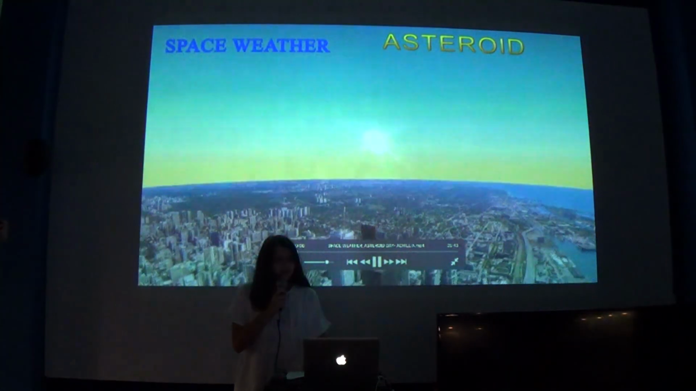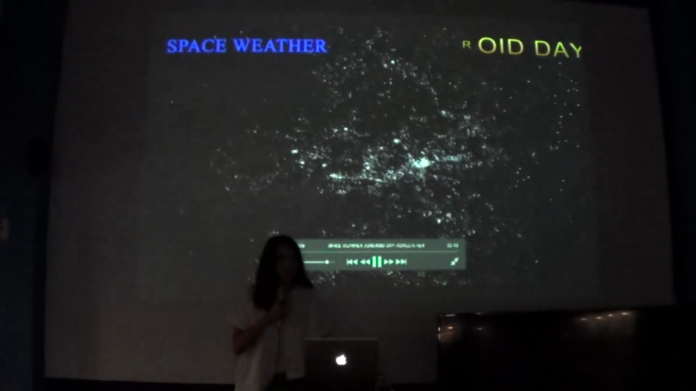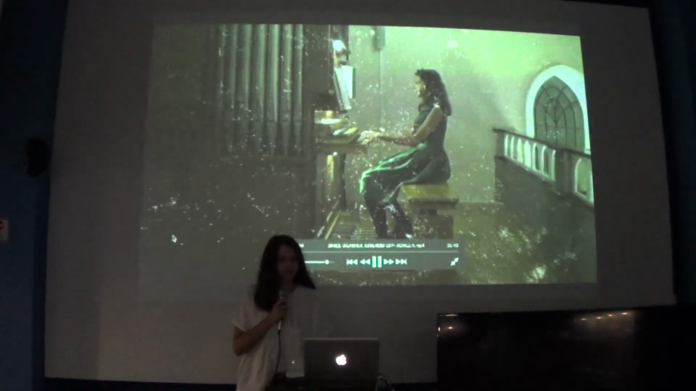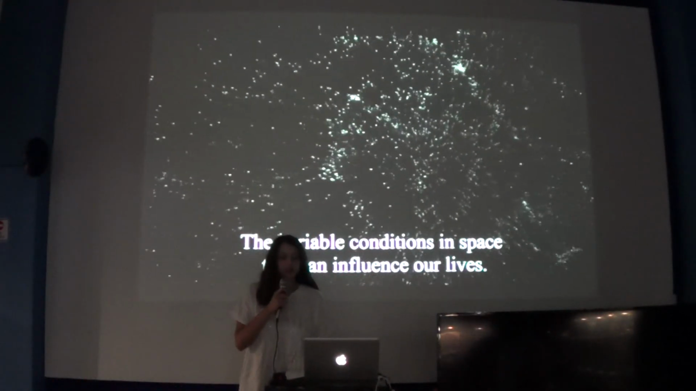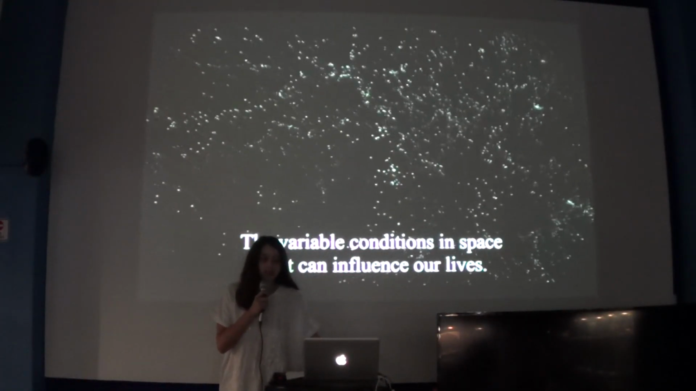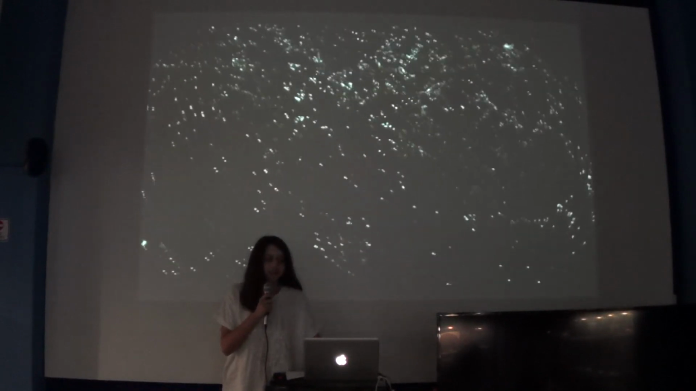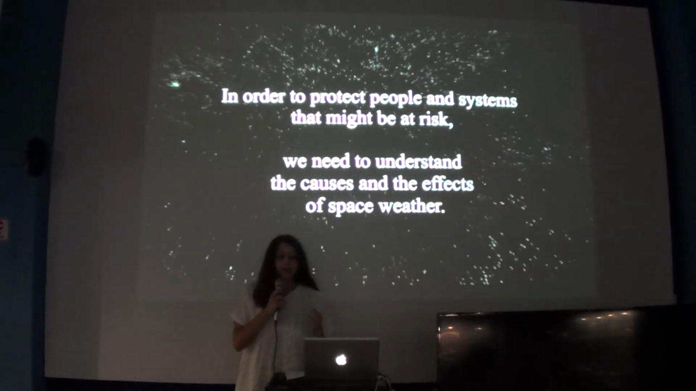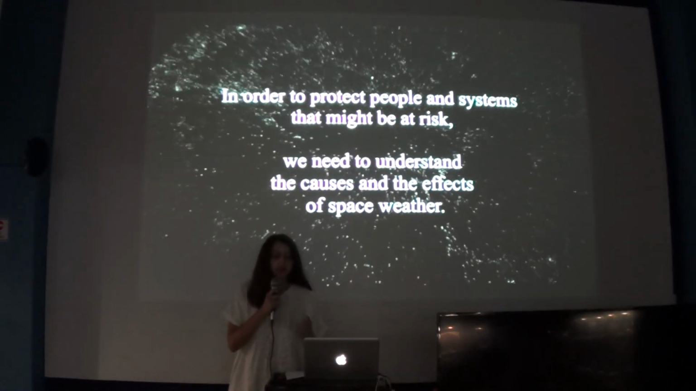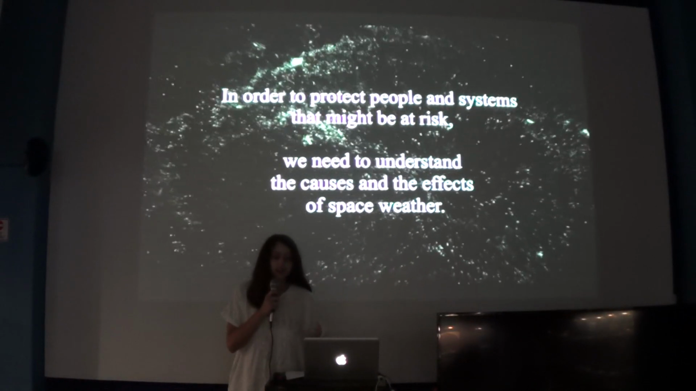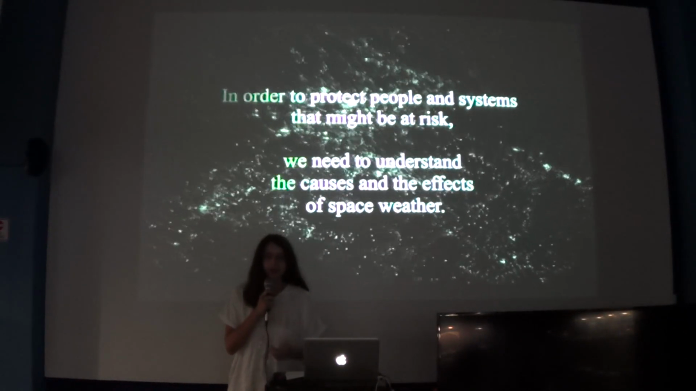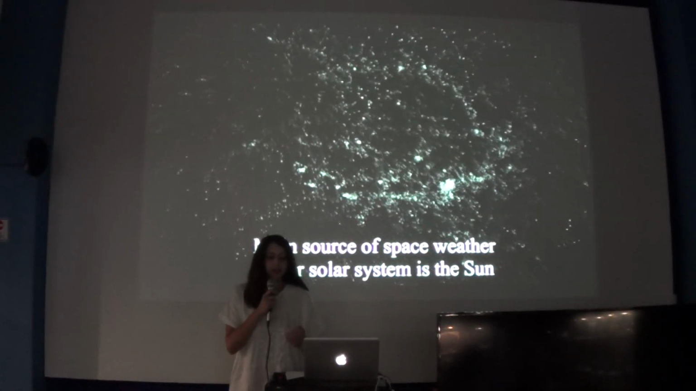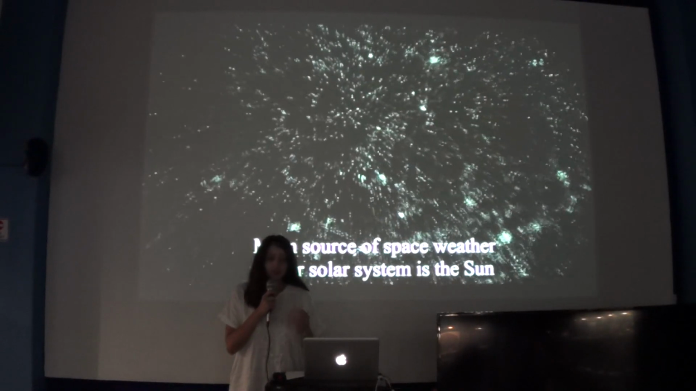Space weather. The variable conditions in space that can influence our lives. In order to protect the people and systems that might be at risk, we need to understand the causes and the effects of space weather. The main source of space weather in our solar system is the Sun.